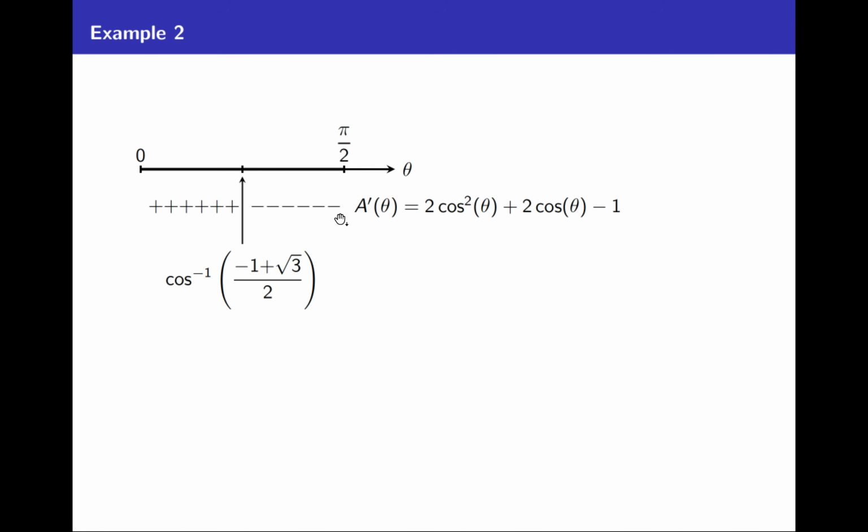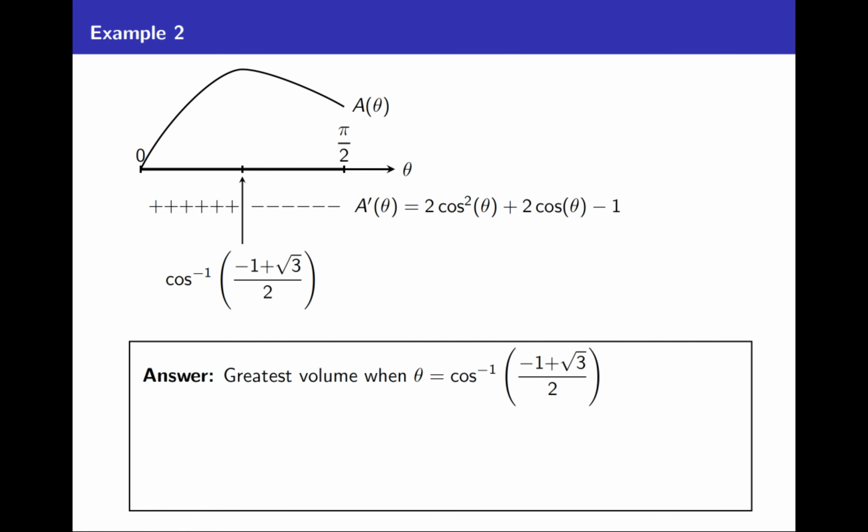So you can see from this that our cross-sectional area function, A of theta, was increasing, and right here at this critical point, it started to decrease. So this critical point gives an absolute maximum. So the answer is the greatest volume for the gutter occurs when theta equals cosine inverse of negative 1 plus square root of 3 over 2.